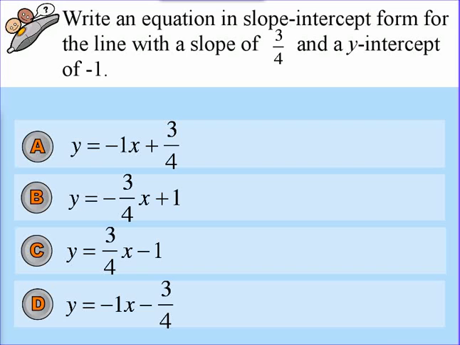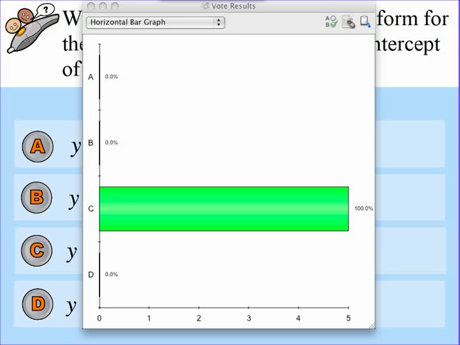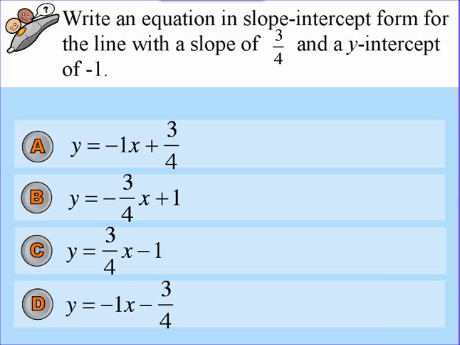Okay, good. I'm number 9. 31's a cool one. So the answer is 3/4 x minus 1, letter C. Nice job. Okay? Alrighty, so let's go ahead and look at now.